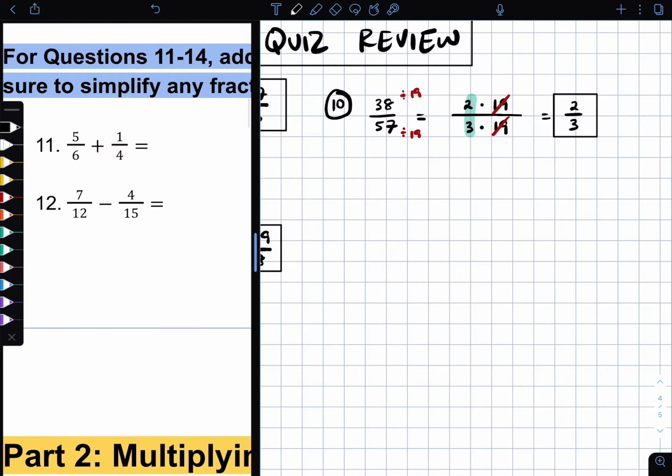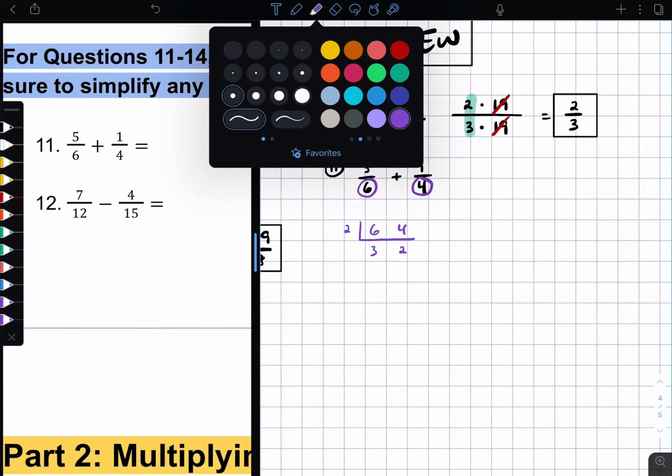All right, on to some adding and subtracting. So here's where we do need common denominators. Let's try to apply what we know and see if we can add these two together. We need to find out when these two numbers meet, this 6 and this 4, the very first time they meet. Again, you could do it mentally, but I'm just going to write it out to help people who might need to see that.